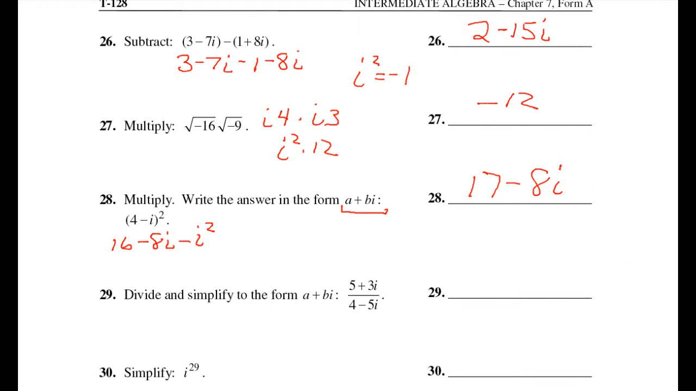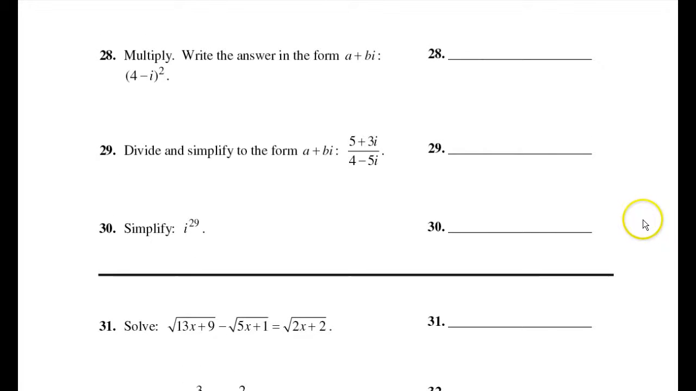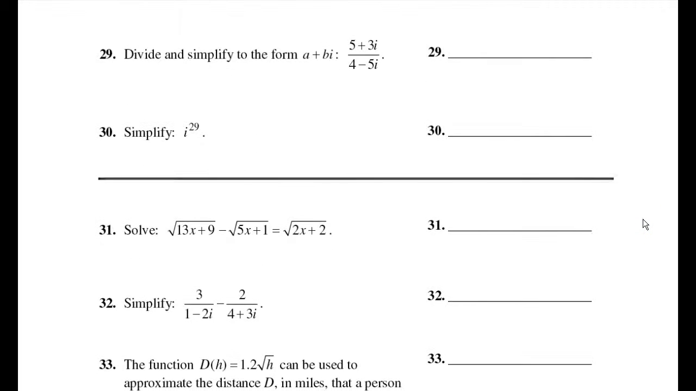All right, let's raise it up a little bit, because now we're going to do what we call dividing to simplify, and we want to put it in standard form. Now the rule is, when we're getting rid of the i in the denominator, it's sort of like rationalizing, but it's not quite that. But we are going to use the conjugate.